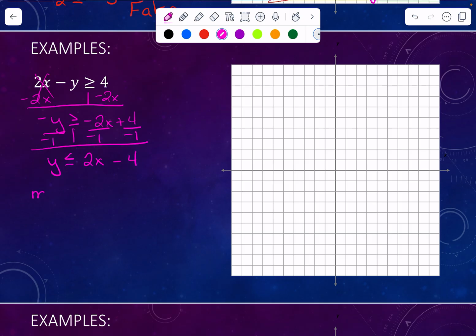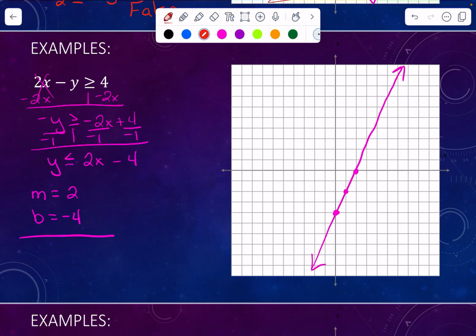So now I come back, I say, okay, the slope is 2, the y-intercept is negative 4, and it is a solid line. So 1, 2, 3, 4. I have a slope of 2, so up 2, right 1, up 2, right 1. It's a solid line, so I'm going to fill that line in. I'm just going to draw it solid all the way through.